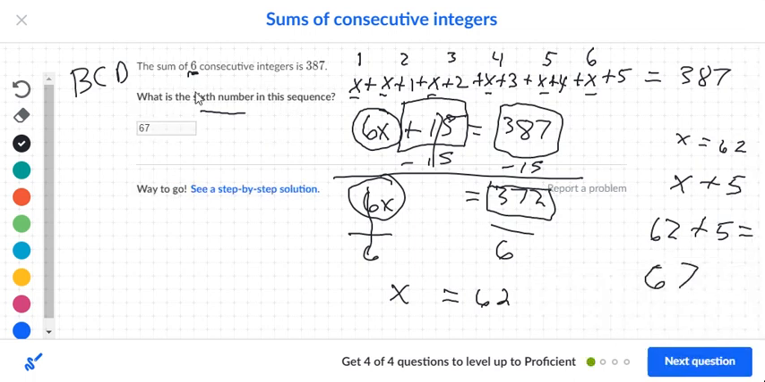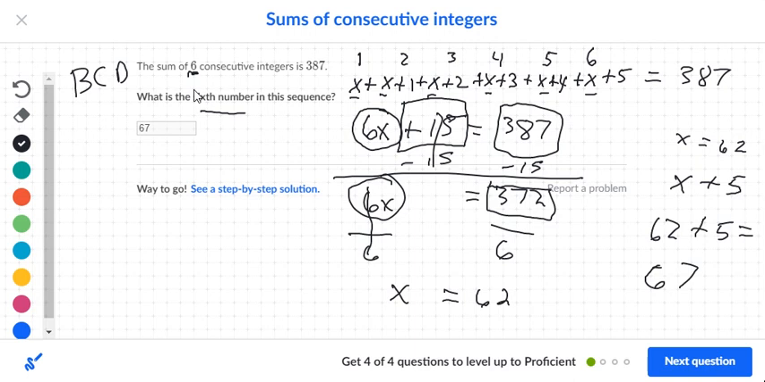And again, remember, I start with the problem. I see I have 6 consecutive integers, so I just list out 1, 2, 3, 4, 5, and 6. To go from 1 to 2, you add 1. To go from 1 to 3, you add 2. 1 to 4 is 3. 1 to 5 is 4. And 1 to 6 is 5.